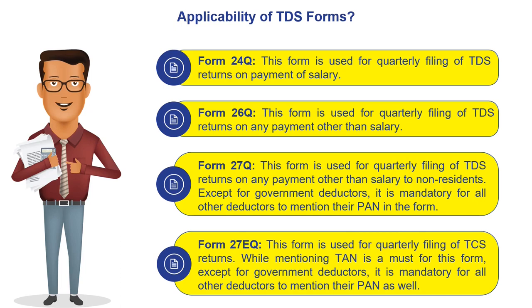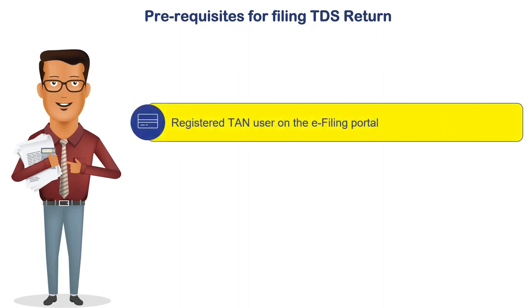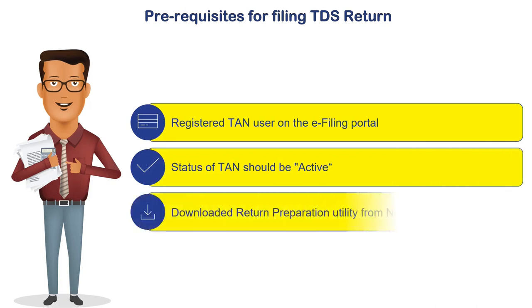While mentioning TAN is a must for these forms, except for government deductors, it is mandatory for all other deductors to mention their PAN as well. In order to file TDS and TCS returns on the e-filing portal, you should be a registered TAN user on the e-filing portal. The status of your TAN should be active and you must have downloaded Return Preparation Utility from the NSDL portal.